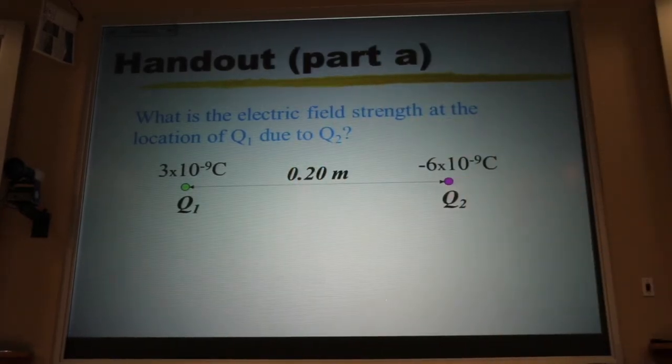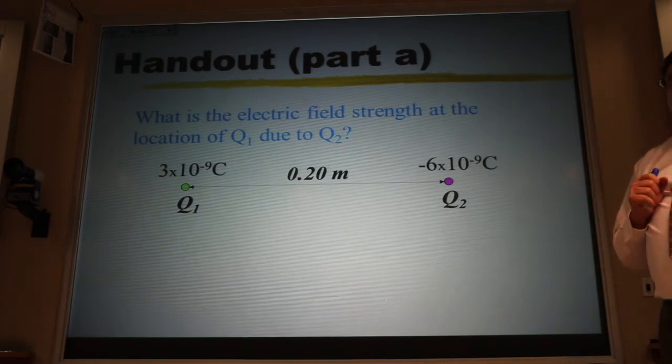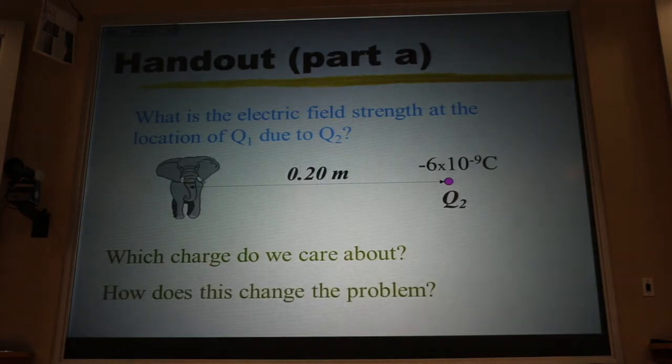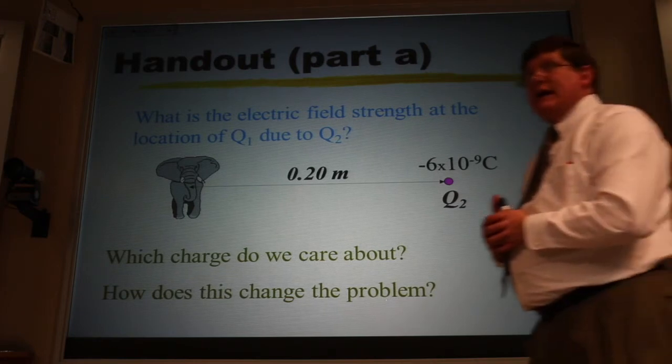Now, in this formula for the electric field, I have K, which is 9 times 10 to the 9th newton meter squared over coulomb squared. I have room for one charge. And the question is, if I'm answering this question here, which charge, Q1 or Q2, do I care about? Which charge is the source creating the field? Another way of asking it is, would this change the problem at all? Could I rewrite the problem to say, what is the electric field strength at the location of the elephant due to Q2? Would that be the same question that I had before?